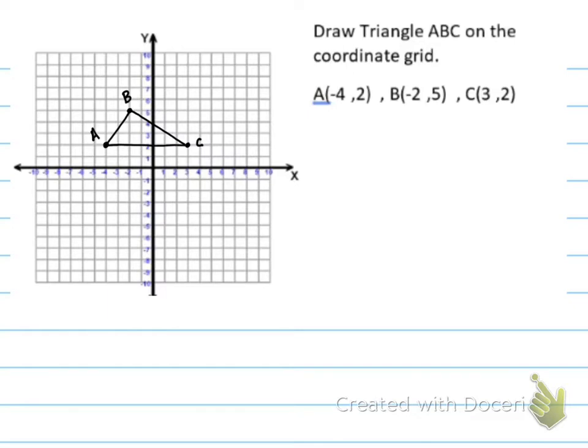Okay. And then what I have to do here is, this is my pre-image, right? This is my original, and I need my new image. So I'm not going to use A, I'm going to use A prime, and let me put it in red so you know it's not the original. What I'm going to do is dilate the shape using a scale factor of 2.